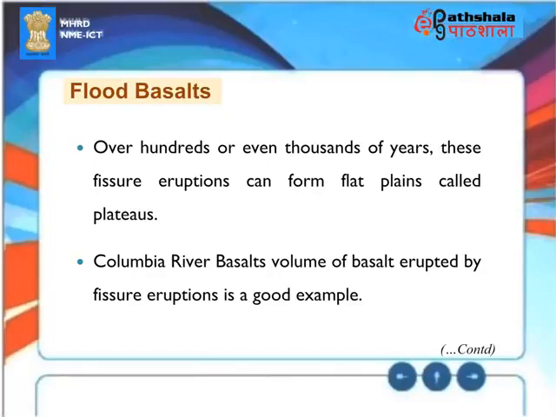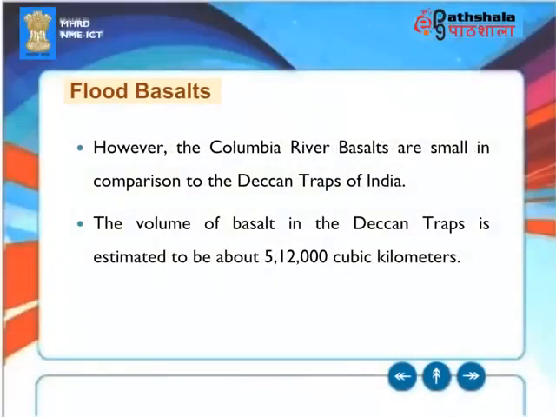The Columbia River basalts, a large volume of basalt erupted by fissure eruptions, are a good example. However, the Columbia River basalts are small in comparison to the Deccan Traps of India. The volume of basalt in the Deccan Traps is estimated to be about 512,000 cubic kilometers.